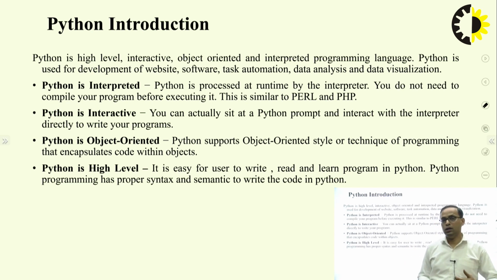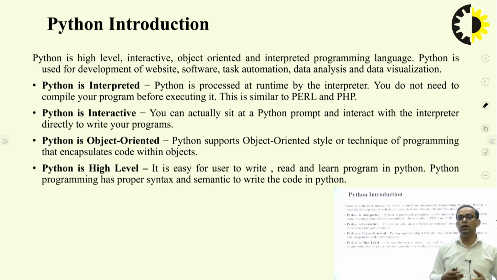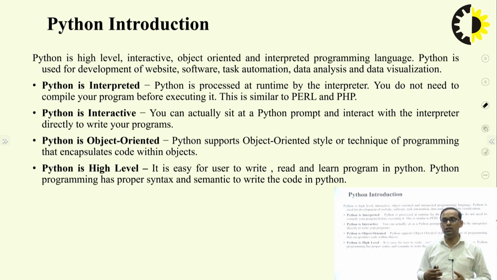A programming language is known as a high level programming language when it is easy for the user to write a program. Like C is also a high level programming language, Python is also a high level programming language, because it is user friendly. It means it is easy for the programmer to write the program in Python. It has a proper syntax, proper semantics, and proper structure of the program. So that is why Python is known as a high level language.